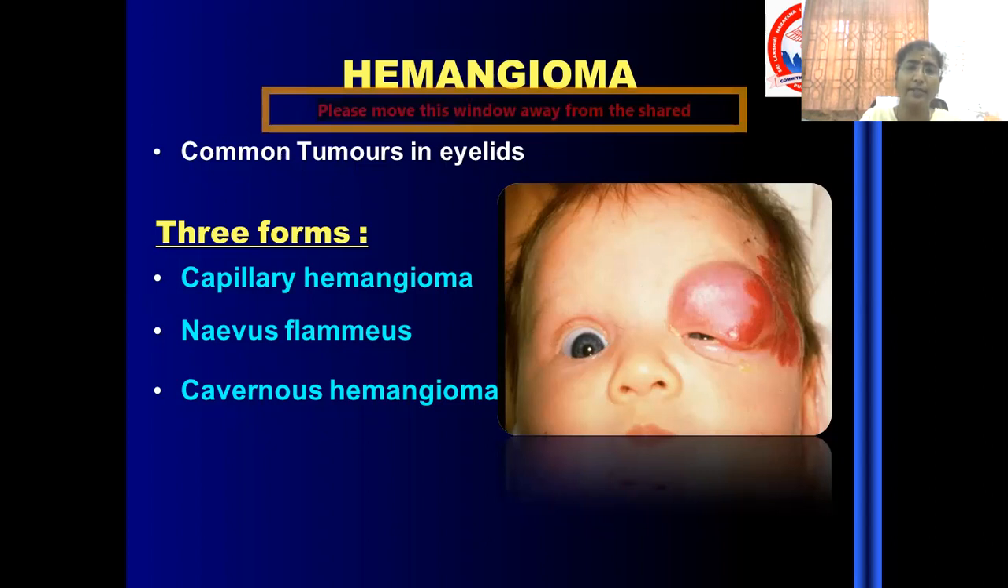And strawberry nevus, which is capillary hemangioma, the treatment is that it can be left untouched until 7 years of age, unless it is very large or the patient is threatened by amblyopia due to ptosis of the lid. Laser treatment can be done for very early lesions. Most commonly used is intralesional steroids. You can use systemic steroids also, or subcutaneous interferon alpha 2b, and surgical resection is the last option.